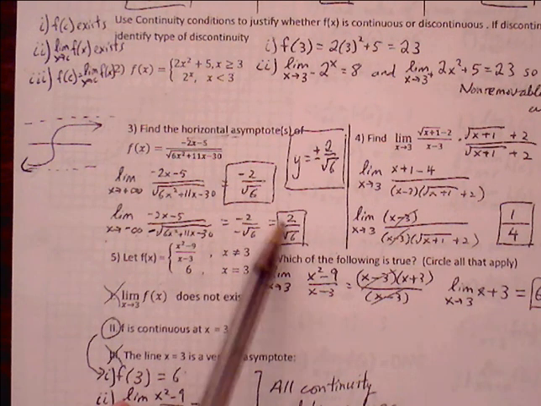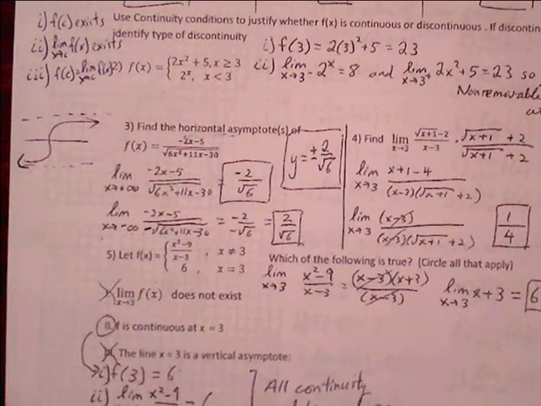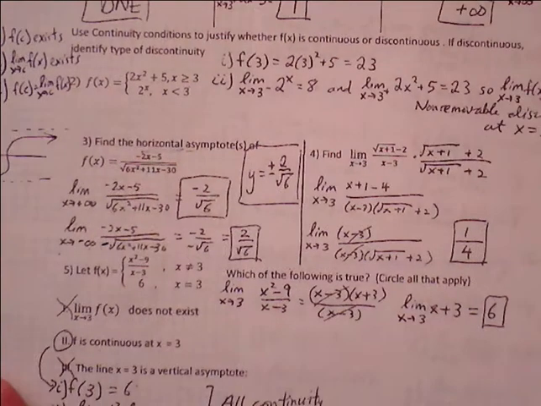We have 2 separate horizontal asymptotes. So y equals 2 over root 6 and -2 over root 6.